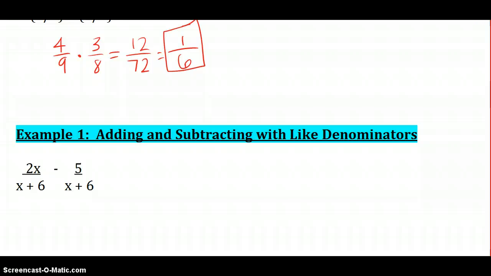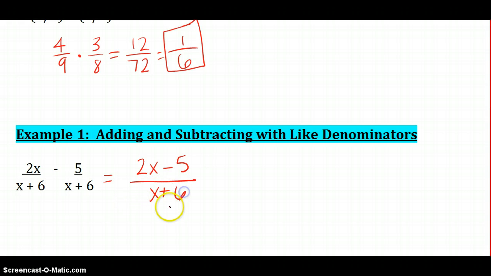When we're subtracting or adding functions that have fractions, you first have to make sure they have the same denominator. So here they both have a denominator of x plus 6, so we don't have to find a common denominator. That's already done for us. So you just subtract the numerators and keep the denominator. Our numerator is going to be 2x minus 5, and you can't subtract these because they're not like terms, over our denominator, x plus 6. And you're done. That's your answer.